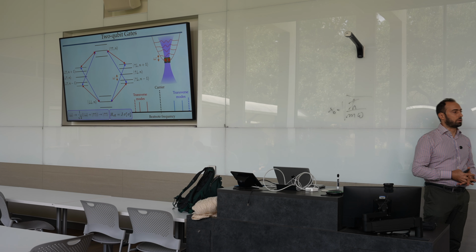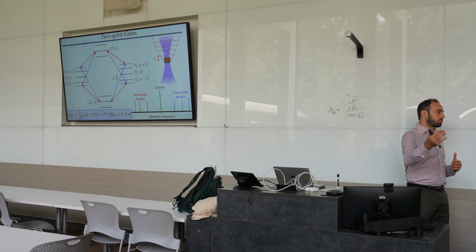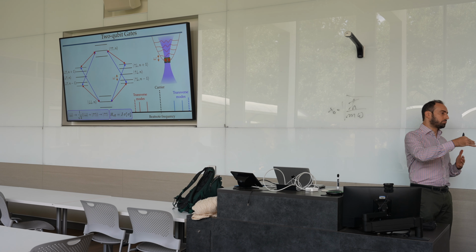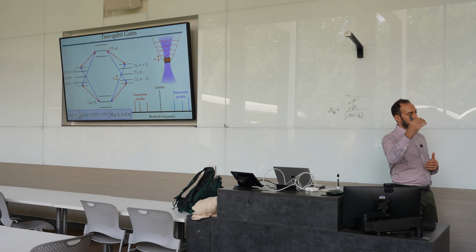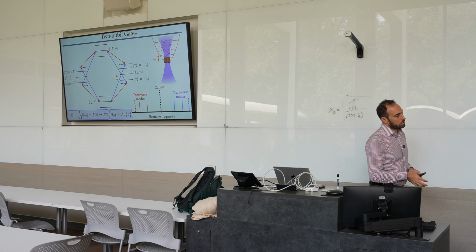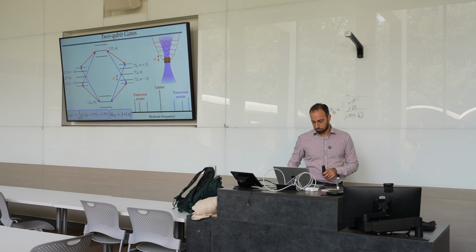So usually you do multiple rotating frame approximations. You first go in the rotating frame of the qubit, and that's gigahertz. Then you go in the rotating frame of the trap, that's megahertz, and that's when your Hamiltonian lives, actually.